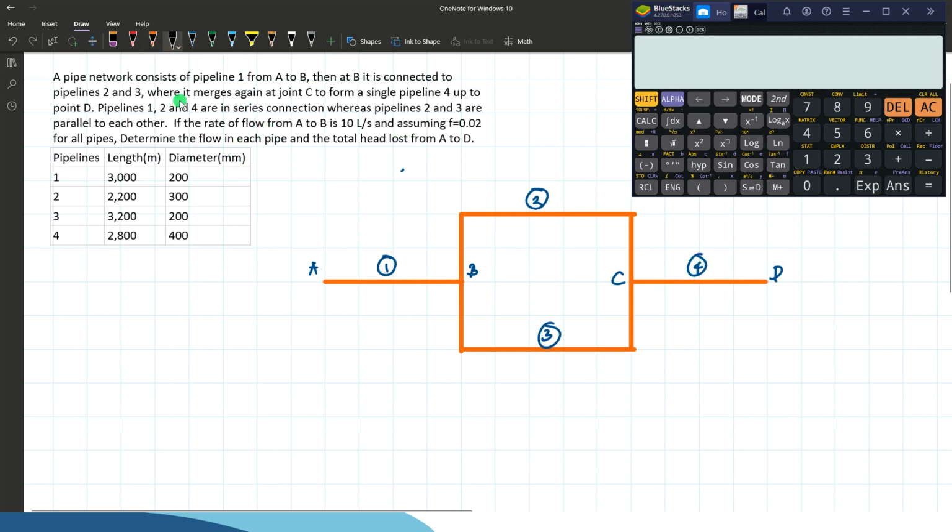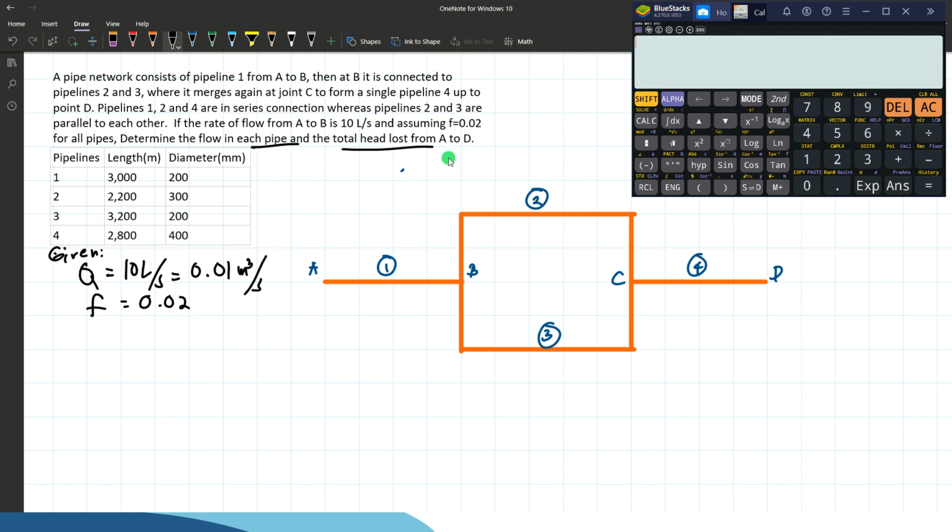If the given flow rate from point A to point B is 10 liters per second, divided by 1000, 0.01 cubic meters per second, and assuming the given frictional factor F is 0.02 for all the pipes, determine the flow in each pipe and determine also the total head loss from point A going to point D. I know some of you are slightly familiar with how to solve the same type of problem, especially from circuits in physics.